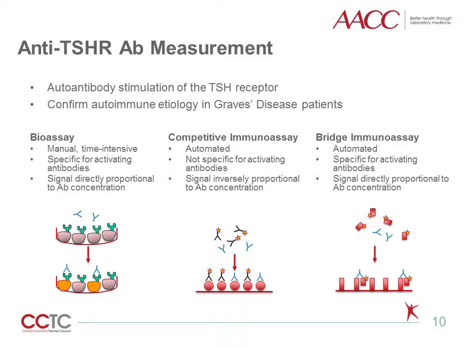In the third assay format, the bridge immunoassay, anti-TSHR antibody forms a bridge between an immobilized portion of the TSH receptor and a second labeled portion of the TSH receptor. The labeled TSH receptor fragment is only immobilized when anti-TSHR antibody is present. In this assay format, signal is directly proportional to antibody concentration. Also, this assay is automated and specific for activating antibodies, as the TSH receptor fragment included in the assay is targeted by activating but not inhibitory antibodies.